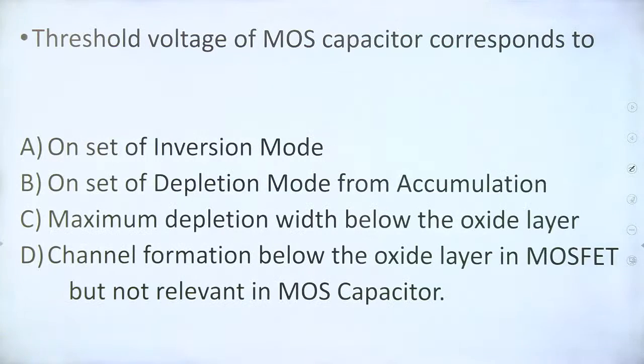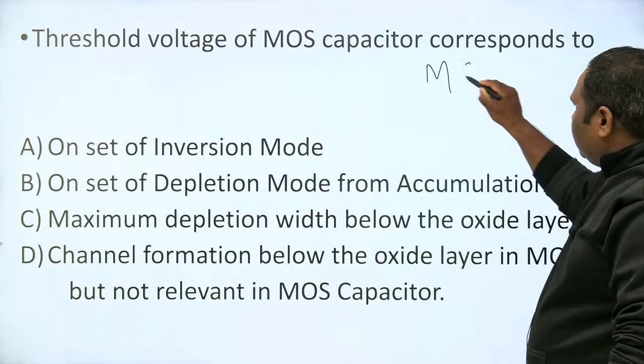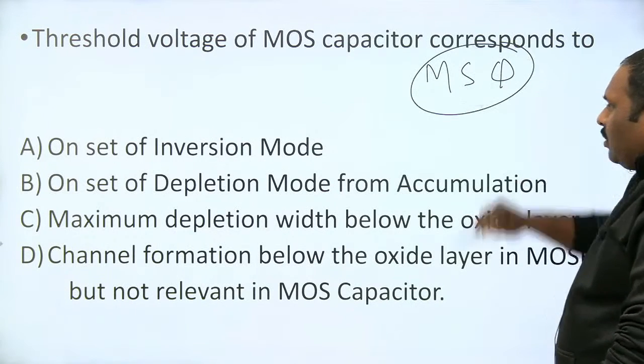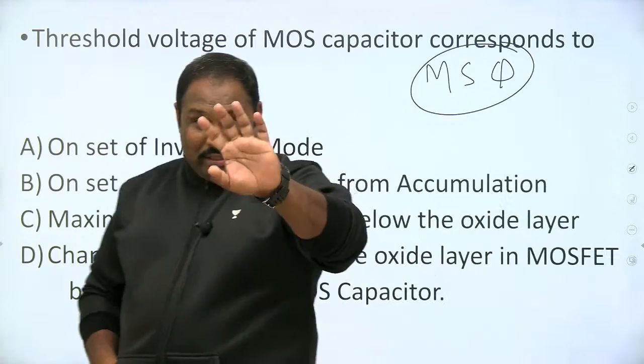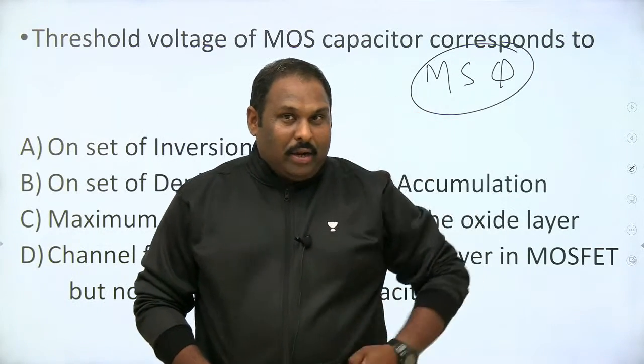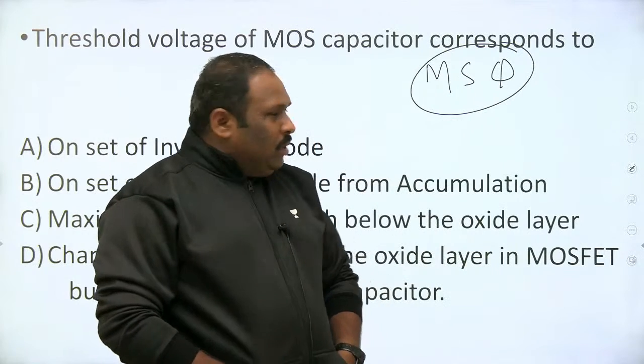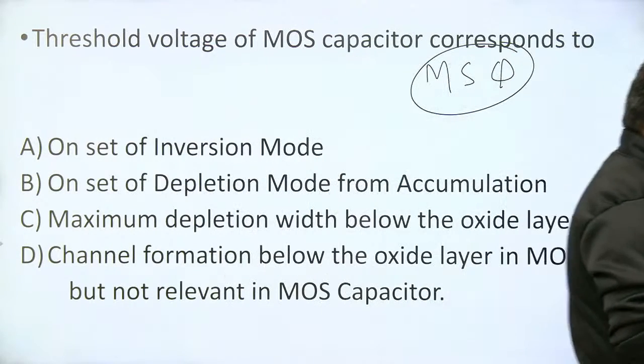Right. Come to the last question. This is a multiple selection question. And I hope you can all answer it. So tell me. The threshold voltage of a MOS capacitor corresponds to, what are the things that you can say? If you are applying threshold to the gate, not flat band, flat band is different, you are applying threshold, right? So what all can be true at that time?